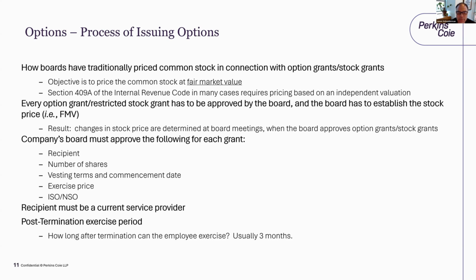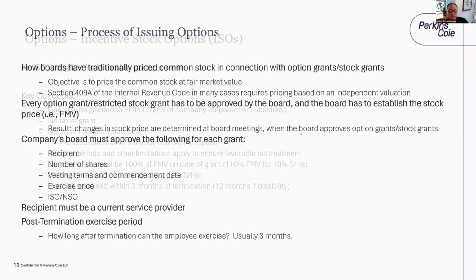And then typically when an employee or a consultant leaves, they have 3 months to exercise that grant or it goes away, and those shares go back into the pool for the company to re-grant to future employees or consultants. So they usually have just 3 months to exercise the options or they go away.